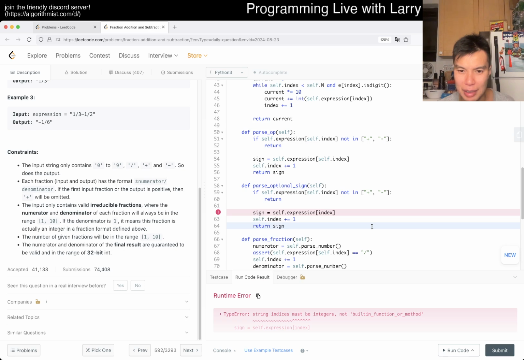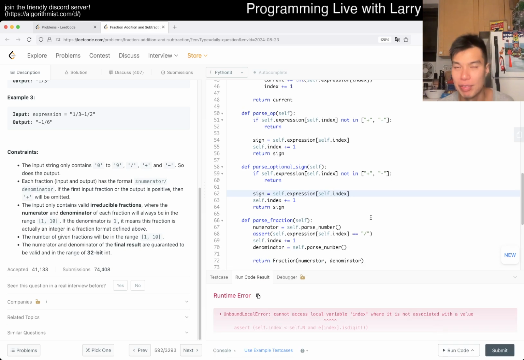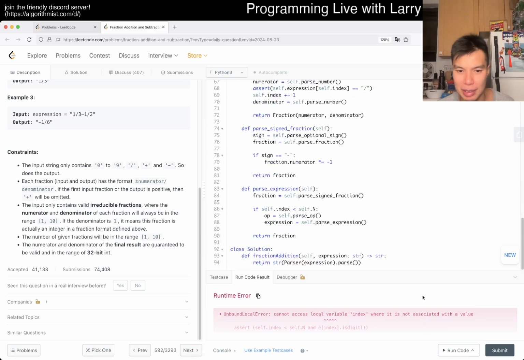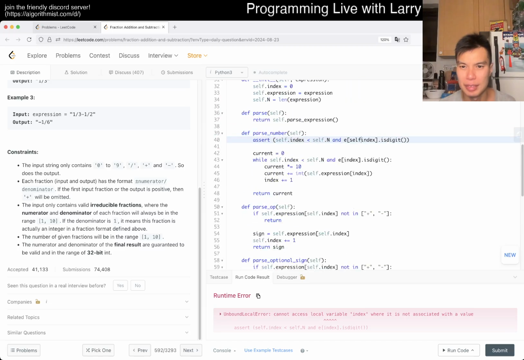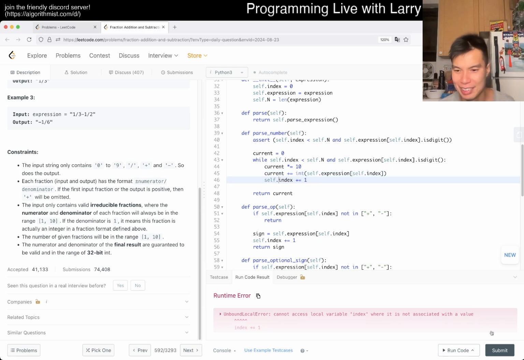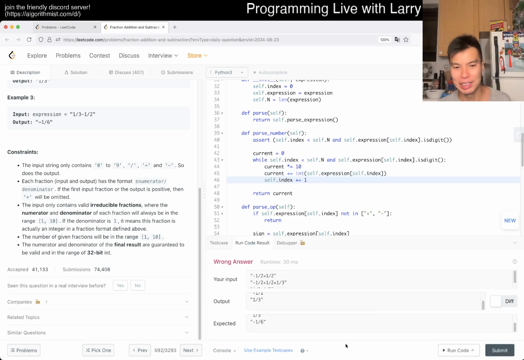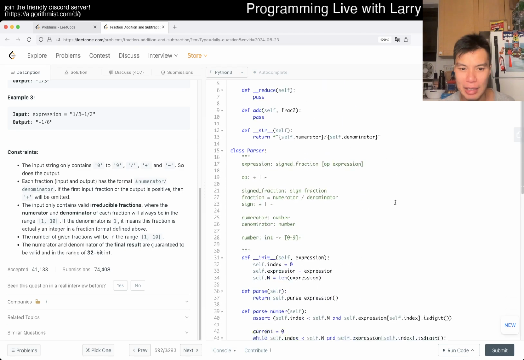Sign must be integers, not built-in or method. So that means that, oh yeah, because index is a little bit confusing because index is also a name of a function in Python, which is why it's giving that error. Oh. I thought clearly I missed a spot. Still a spot. Man, there are a lot of spots I'm missing. But okay, so now we're good with this part. Okay, so then I think the parse is okay.